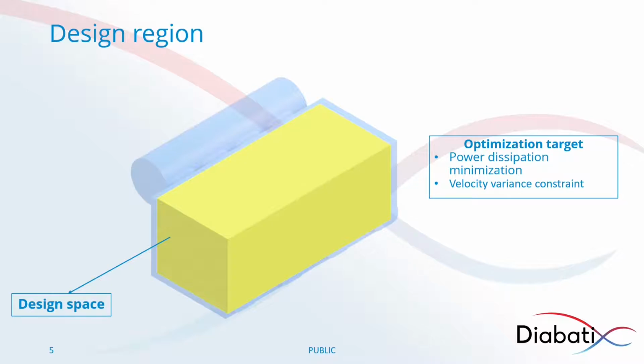What we're going to do today in terms of an optimization target is a power dissipation minimization with the velocity variance constraint. A power dissipation minimization is because we want to reduce the viscous and pressure losses in this problem, and the velocity variance constraint will be set on the outlets to ensure uniform flow at the outlet. So that's what we're going to do. Let's move to ColdStream.